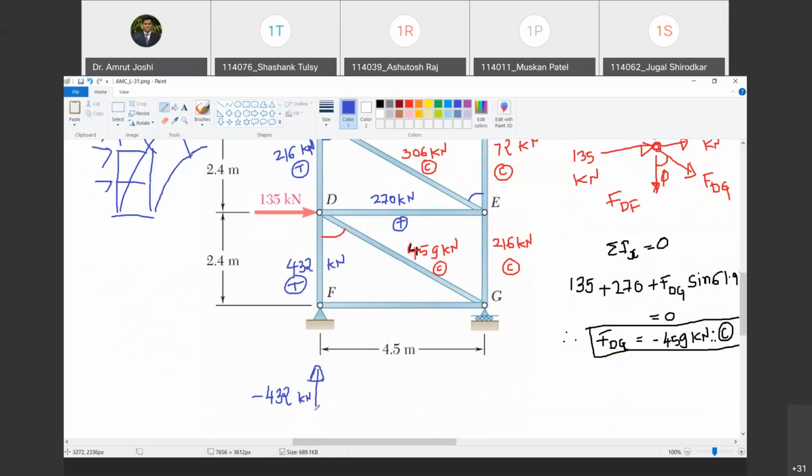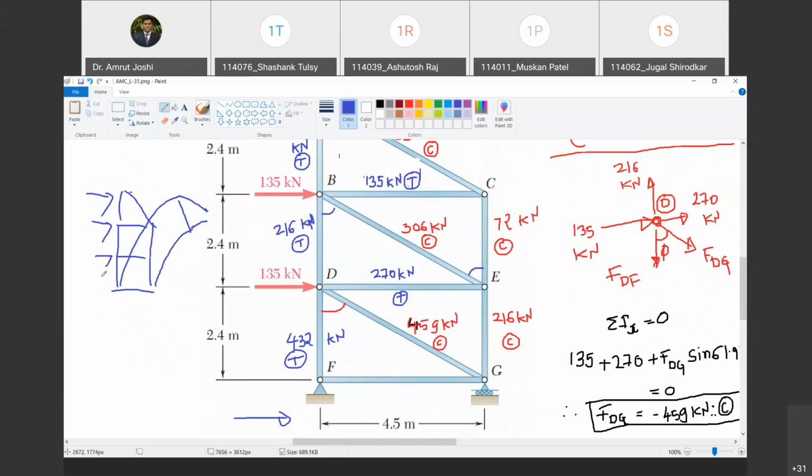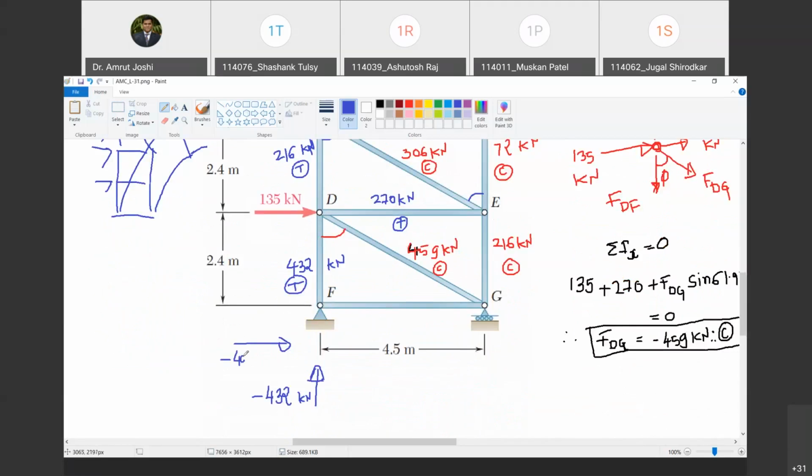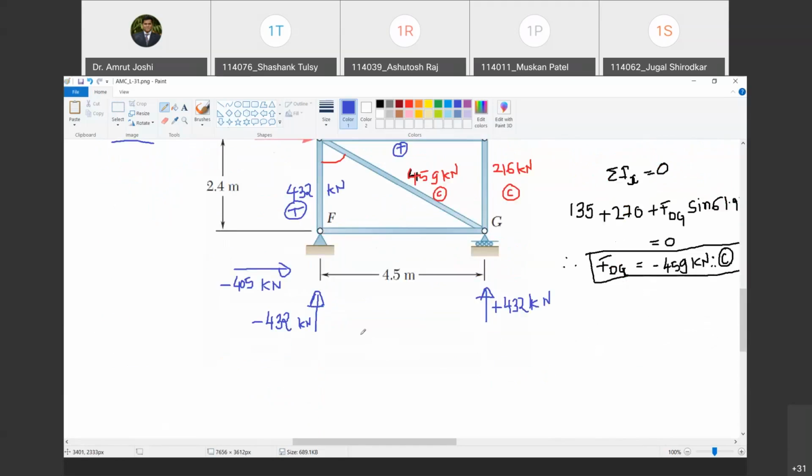Happy? Yes, sir. And this reaction, we had shown it in this fashion, but we know all the forces are in this direction. So reaction has to be in this direction. And that turns out to be minus 405. So negative sign was obvious. Are you with me? Yes, sir. These are the reactions. And what is the reaction at the other end? Here the reaction was upward plus 432. Are you with me? Yes, sir. So these were the reactions. Now tell me, should I draw free body diagram of G or should I draw free body diagram of F to get force in member FG?